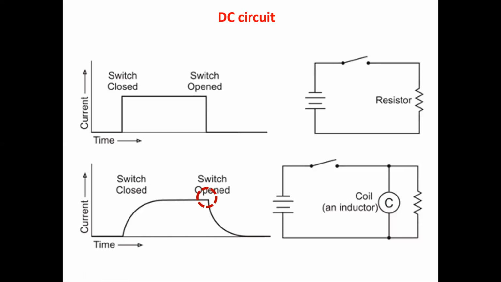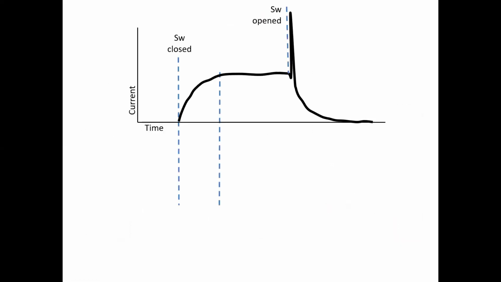Let's look at this specific point here. There's some odd things that happen when a switch is opened on a DC circuit. At that point there will be something called an inductive kick, and it's not really shown on the graph because it is such a short time period. But we're going to take a look at how we calculate it and why it happens.